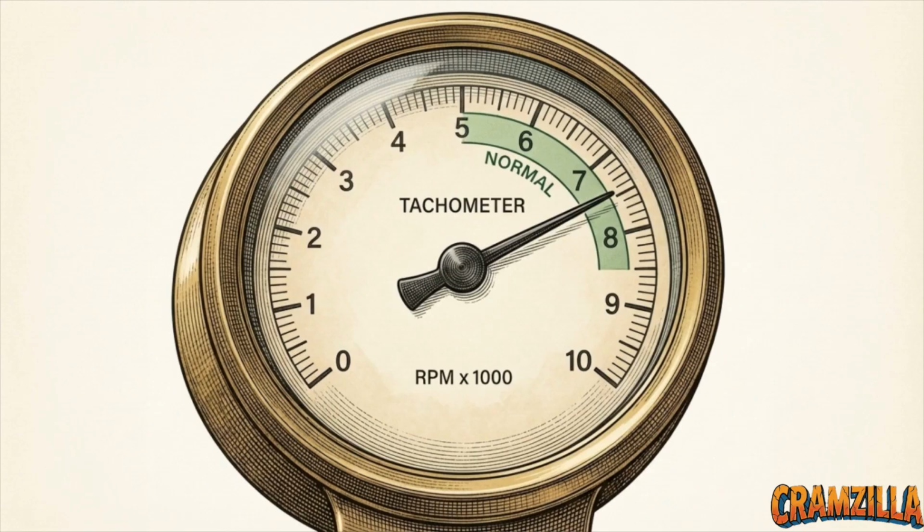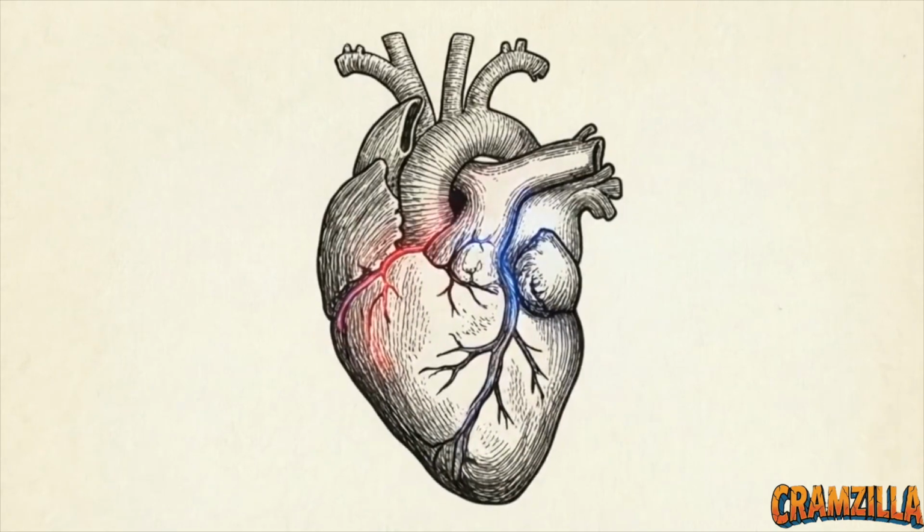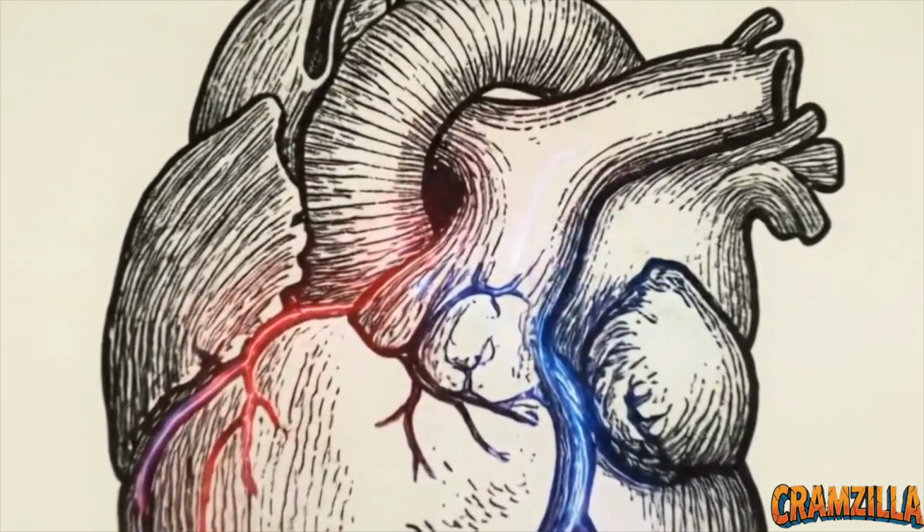In summary, the sympathetic master flow relies on beta-1 activating the GS protein. This increases cAMP, driving a flood of intracellular calcium to yield a faster, stronger heartbeat. The parasympathetic master flow relies on M2 activating the GI protein. This decreases cAMP and causes a mass exodus of potassium, resulting in hyperpolarization and a heavily slowed heart rate. Translating these pathways into clinical actions, epinephrine and dobutamine press the gas, metoprolol blocks the gas, and atropine cuts the brake. Ultimately, resuscitation is the deliberate and precise manipulation of these molecular pathways to restore the heart's vital hemodynamic balance.